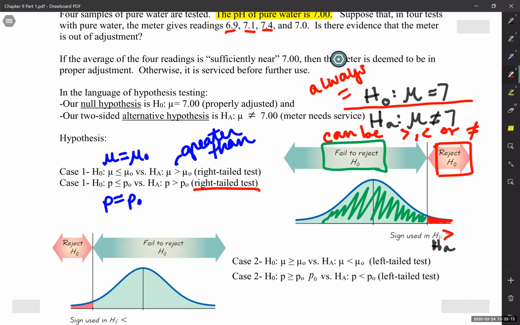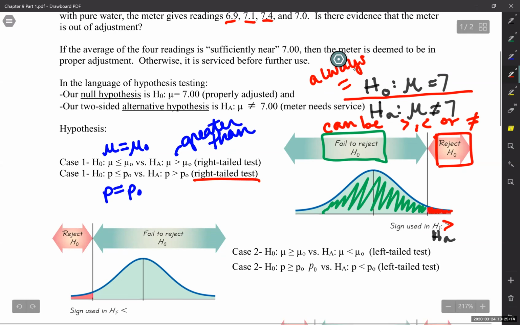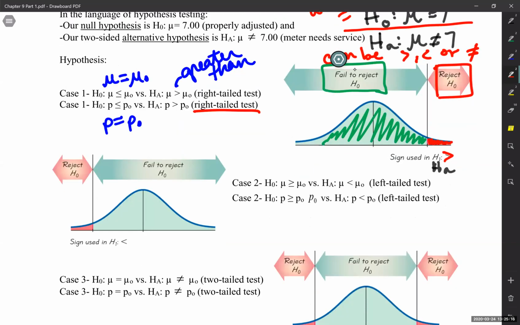All right, so using that logic completely opposite, we have case 2. And case 2 has our alternative as the less than symbol. And again, you could just write these null hypotheses as equal to. Oh, look, there's a wayward p naught. That doesn't need to be there.